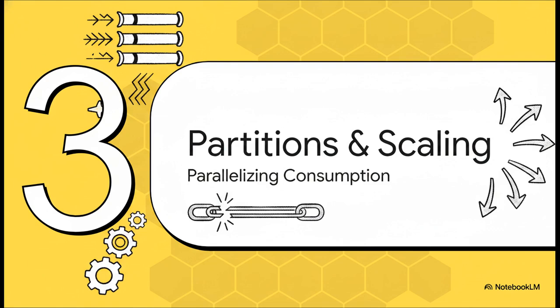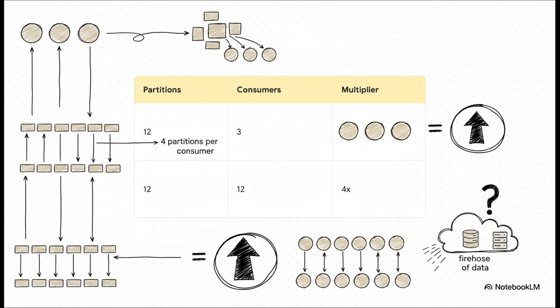Let's move on to Section 3, partitions and scaling math, or how we parallelize consumption. You see, Kafka's true unit of parallelism is the partition. Just look at the math here. If you have 12 partitions and 3 consumers, each instance is juggling 4 partitions. But if you scale out to 12 consumers to perfectly match your partition count, you instantly yield a linear 4x throughput increase. Of course, you do need to make sure your downstream database can actually handle that new fire hose of data.